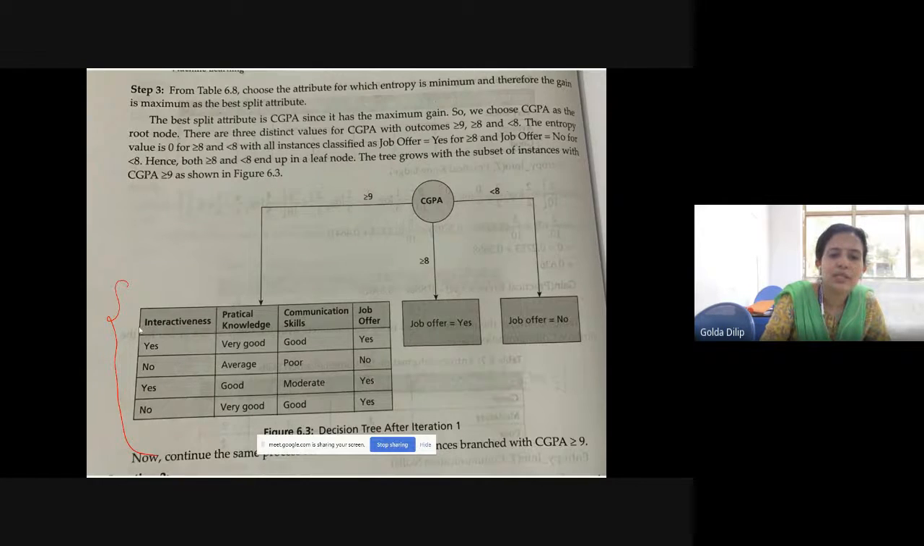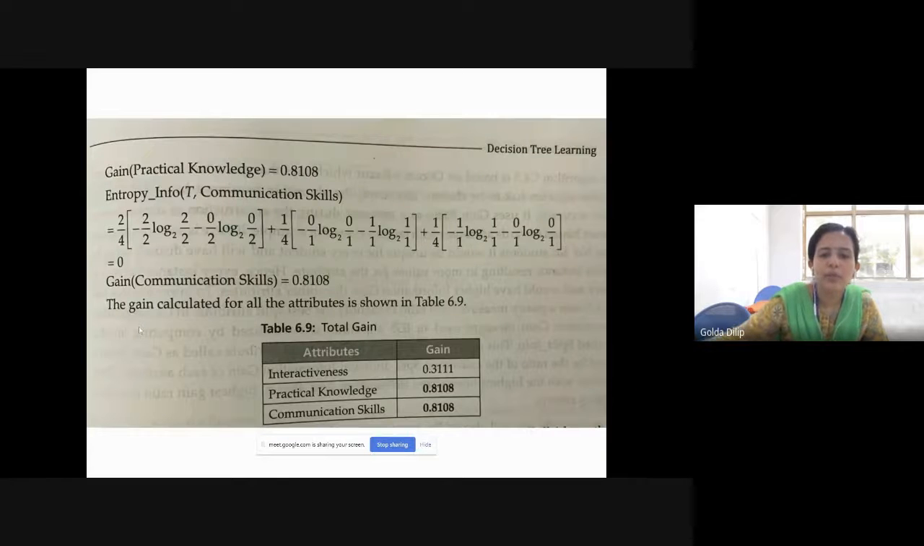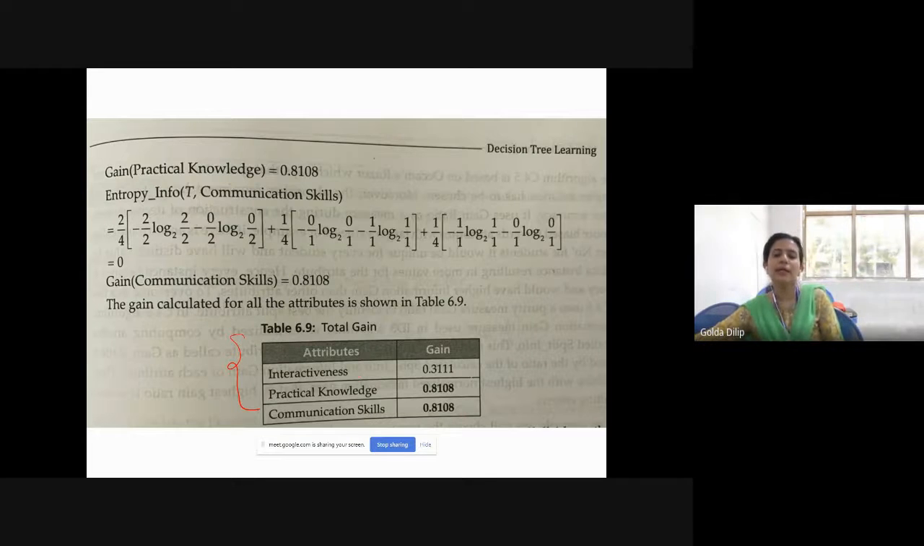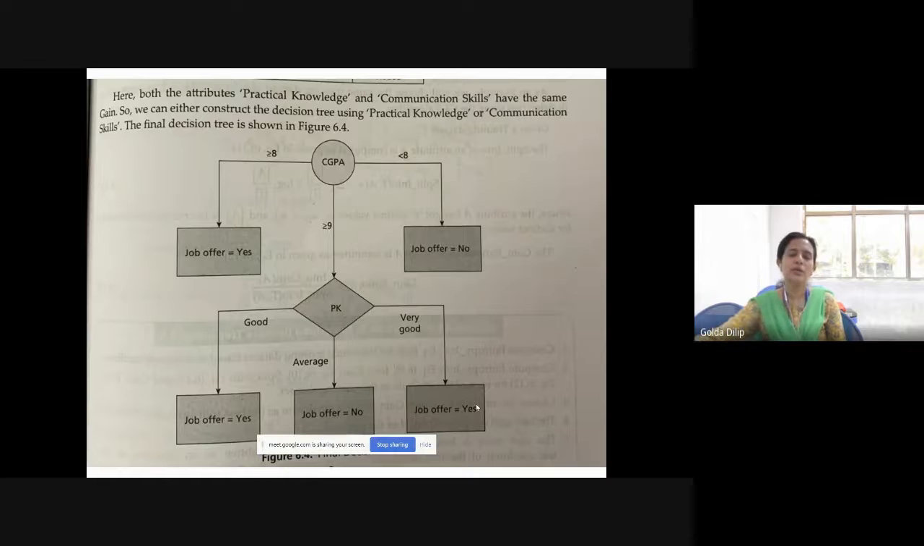Okay, these 4 instances. Then again, the same procedure was repeated, based on which we got this table wherein the practical knowledge and communication skills had the same information gain. So the final decision tree can be created with one of these attributes. Either you can go for practical knowledge or for communication skills. So here, for illustration purpose, we have taken practical knowledge and created the final decision tree. Okay, so this was the decision tree based on ID3 algorithm.